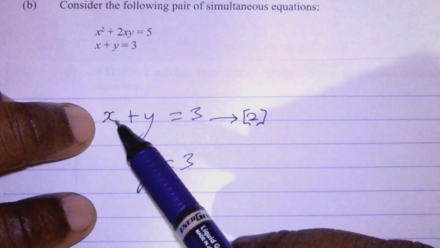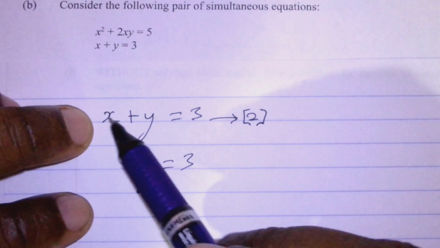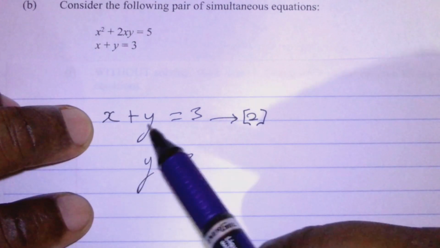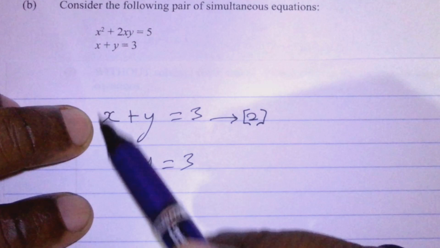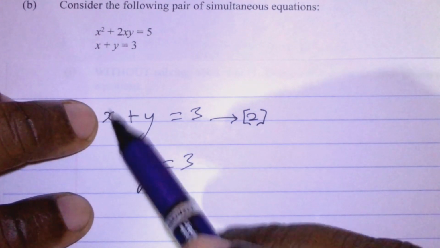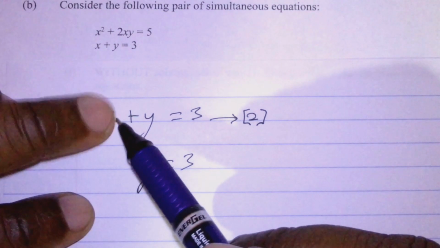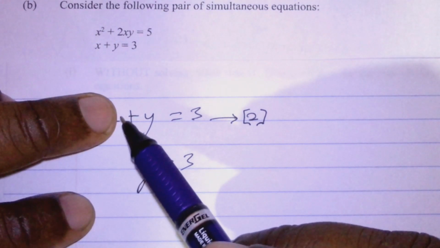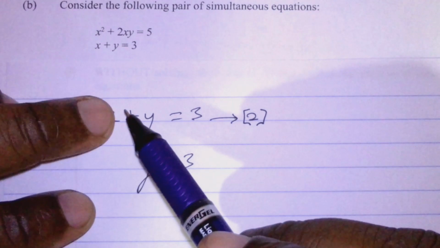But what happened to the x? To get rid of this x, I need to subtract it. Because another way of saying this is saying positive y plus x. Because this x is positive. So it's saying y plus x. So to get rid of this plus x, I need to subtract x.